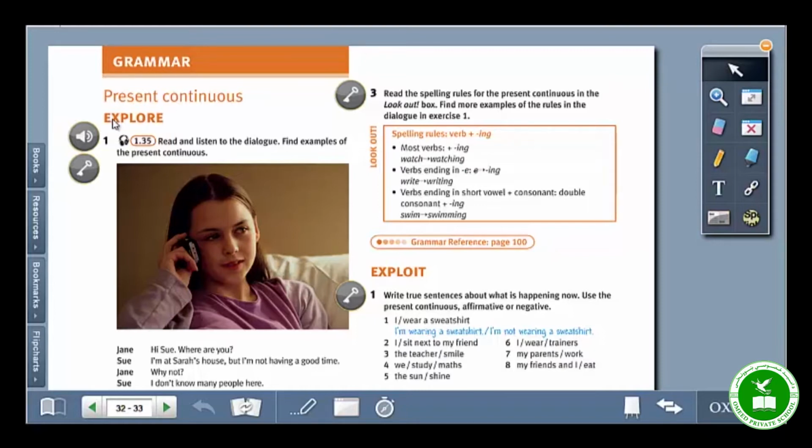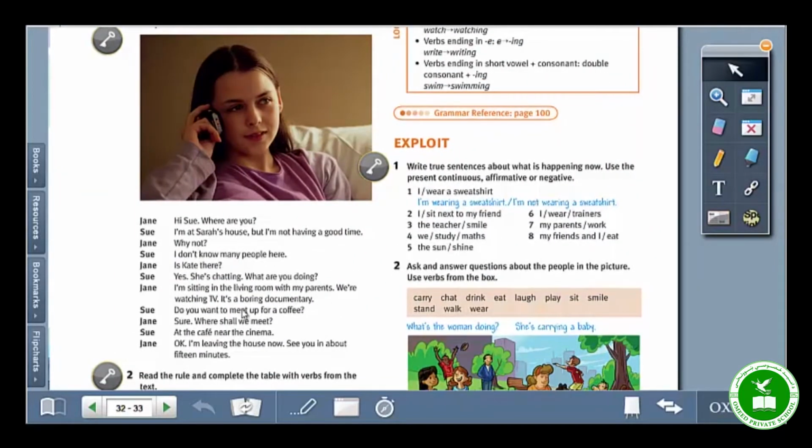Let's come to the explore part. Read and listen to the dialogue. Find examples of the present continuous. Okay, let's listen to this dialogue here, okay? And then we'll find examples of present continuous tense here.